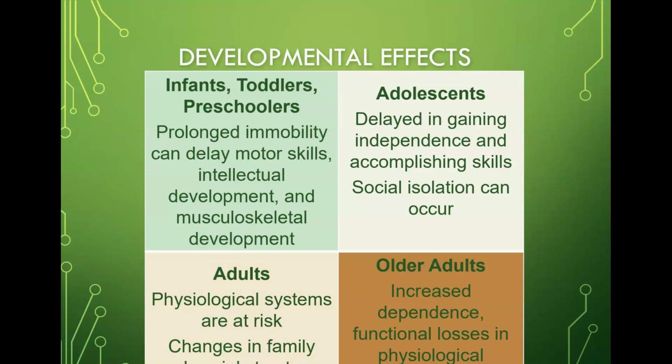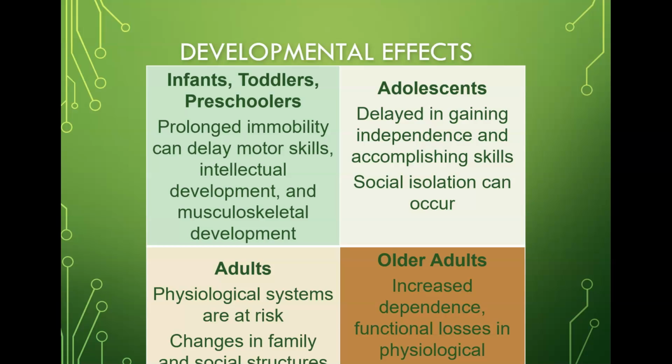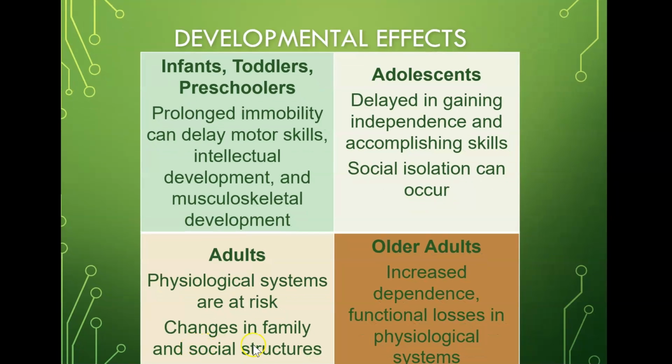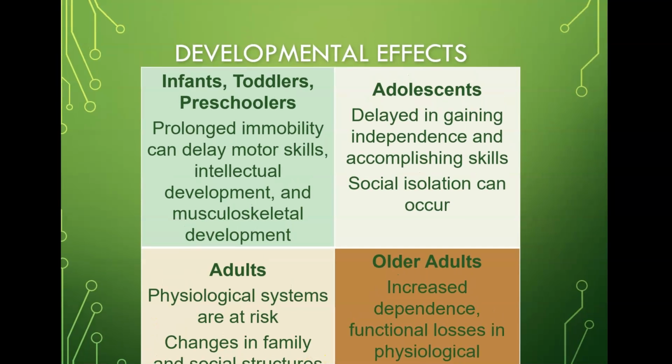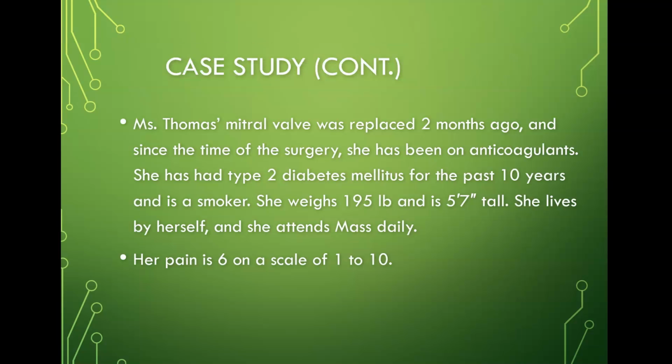problems, I would say, with changes in the family and social structures. They tend to have more physiological problems at risk, and then older adults have increased dependence, because that means they're dependent on people to take care of them, and losses of their functional system can affect them quite a bit as well.